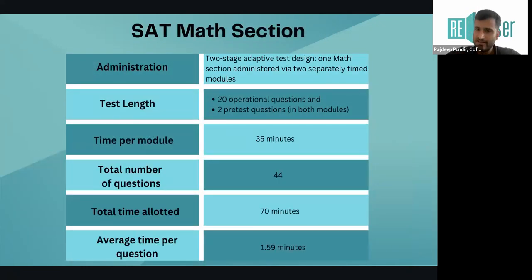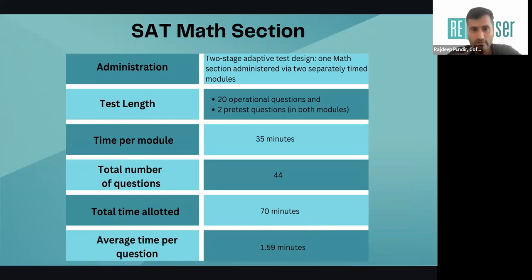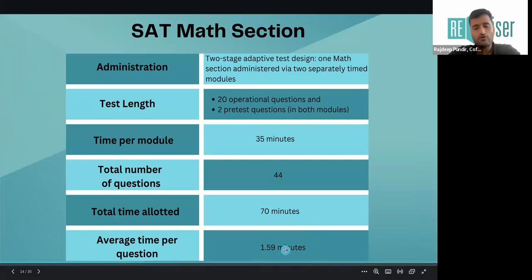Again, just like English, it is a 2-stage adaptive design. You have a total of 22 questions, out of which 20 are operational questions and 2 are experimental questions. You have roughly about 35 minutes to solve these questions. On an average, you have 1.59 minutes per question. And again, please do keep note of this time, because we will do a point of comparison when we are talking about the ACT. So you roughly have about 2 minutes per question for the SAT maths.